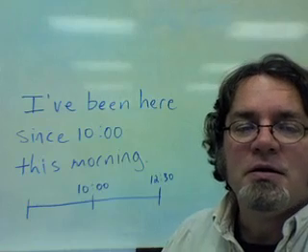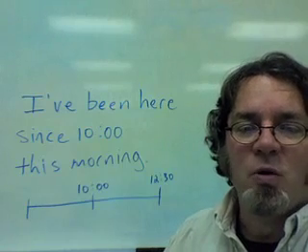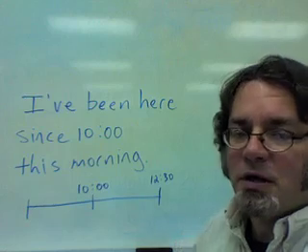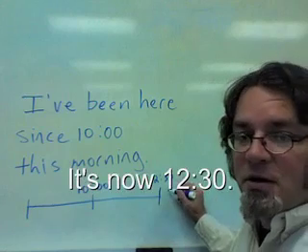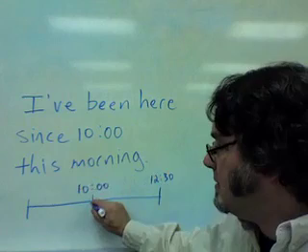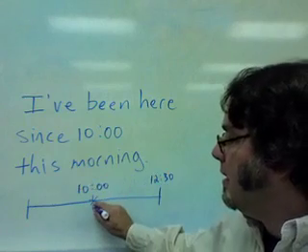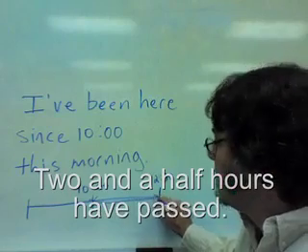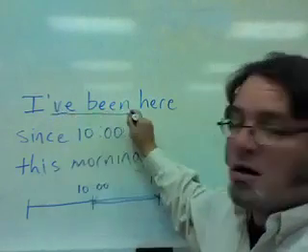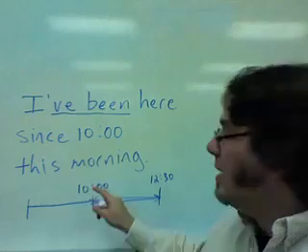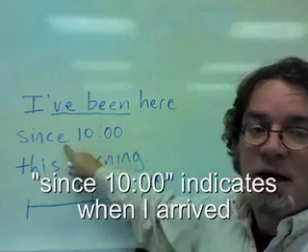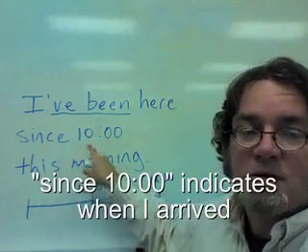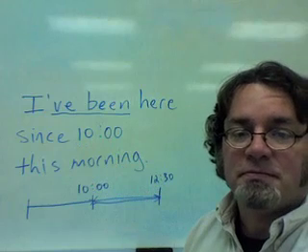I've been here since 10 o'clock this morning. So it's now 12:30. I arrived at 10 o'clock, and 2.5 hours have passed. Notice that this is in the present perfect tense, and since 10 o'clock indicates when I arrived.